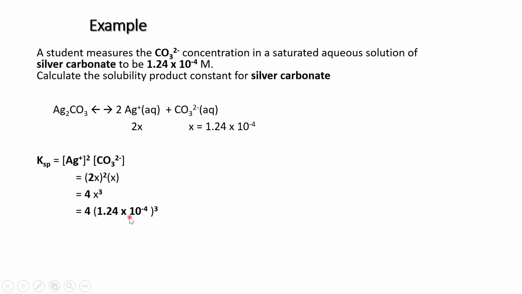(1.24 e negative 4) cubed equals, multiplied by 4. Okay, if we put it in right, 7.63 times 10 to the minus 12. Again, 10 to the minus 12 is a really small number. That tells us that only a very small amount of that silver carbonate actually breaks up into ions in solution.